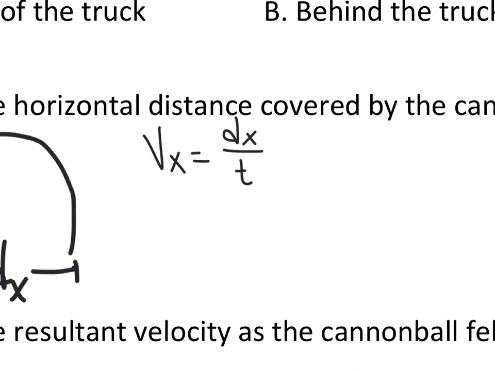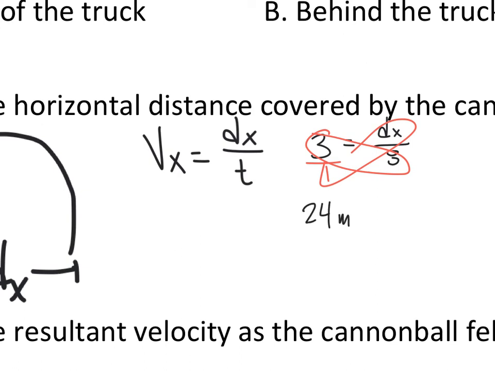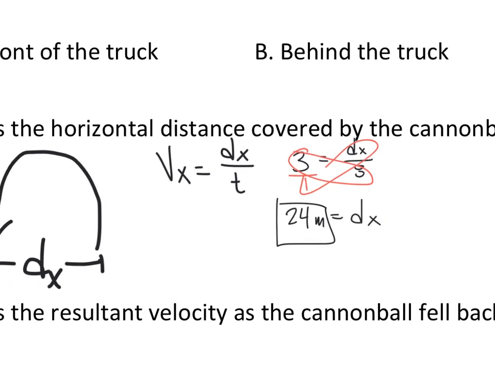So I end up with 3 equals dx divided by my total time. My total time, which was 8. So to cross multiply, 3 times 8, 1 times dx. 3 times 8 gives me 24. And 1 times dx is just dx. 24 meters is my horizontal distance.